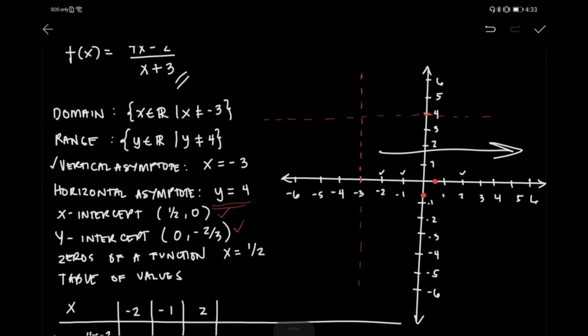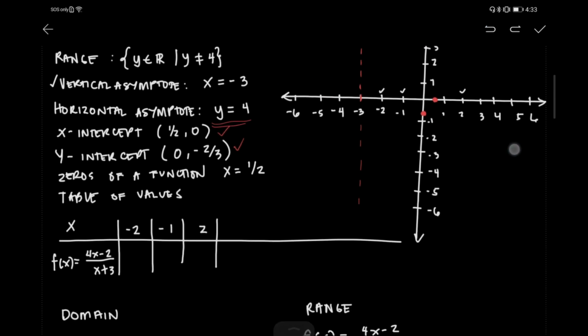So kuha naman tayo ngayon dito sa ating left side na numbers. So ano pa yung mga numbers na pwede natin kunin? So pwede natin kunin dyan si negative 4, negative 5, negative 6. Okay? So kahit dalawa lang siguro, this is negative 4, negative 5, or sige, negative 6 na rin.